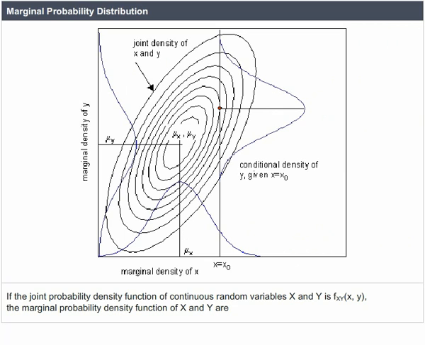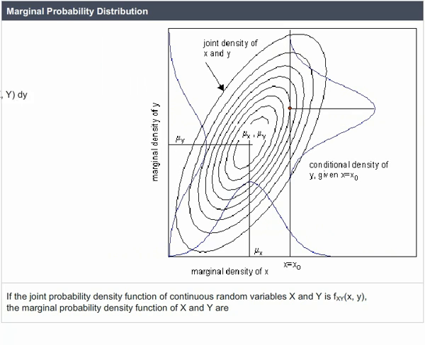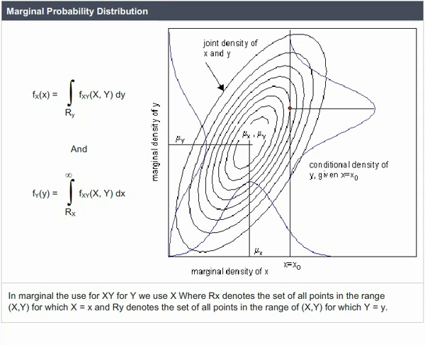Marginal probability distribution. If the joint probability density function of continuous random variables X and Y is f(x, y), the marginal probability density functions of X and Y are f(x) equal to the integral over Ry of f(x, y) dy, and f(y) equal to the integral over Rx of f(x, y) dx. In the marginal of X we integrate over y, and for Y we integrate over x, where Rx denotes the set of all points in the range of (X, Y) for which X is equal to x, and Ry denotes the set of all points in the range of (X, Y) for which Y is equal to y.